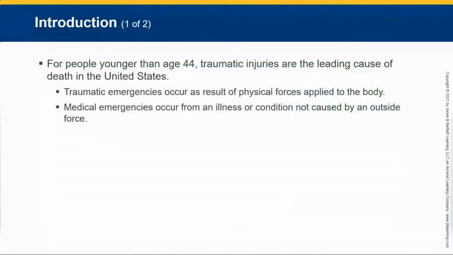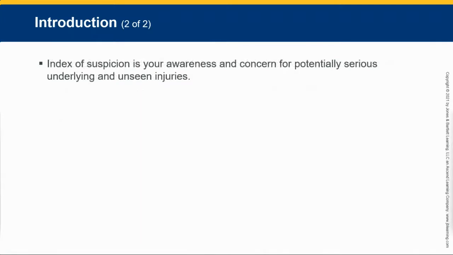So for people younger than 44, traumatic injuries are the leading cause of death in the United States. And traumatic injuries occur as a result of physical forces that are applied to the body. So we get hit, we fall, we get shot. Those are considered trauma, whereas medical emergencies are emergencies that result from some type of illness or medical condition.